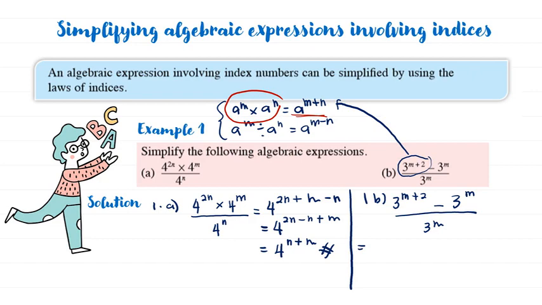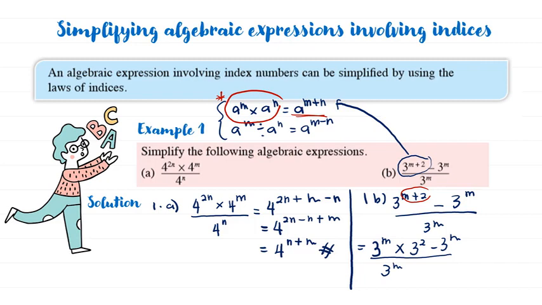Okay, so the answer should be, the first thing you need to do is apply this rule. So it becomes 3 to the power of m multiplied with 3 to the power of 2 minus 3 to the power of m, divided by 3 to the power of m. Okay, you need to remember that in the laws of indices, we cannot solve subtraction here.